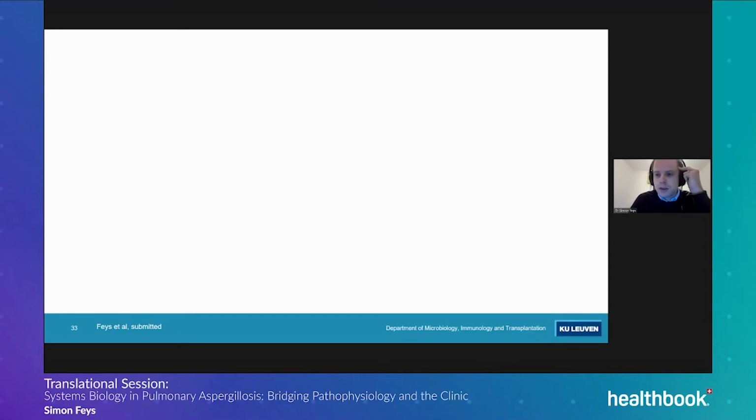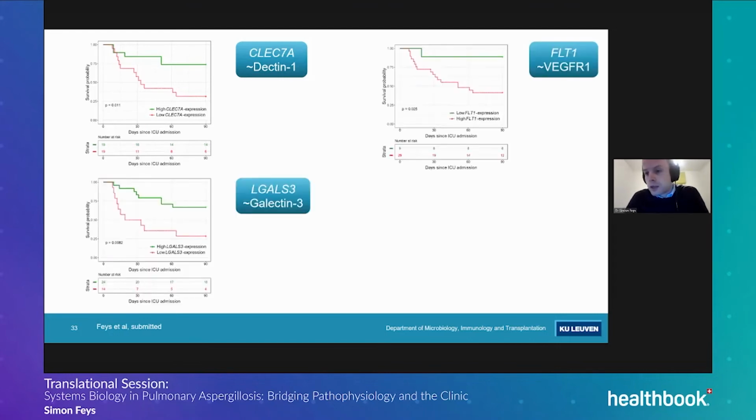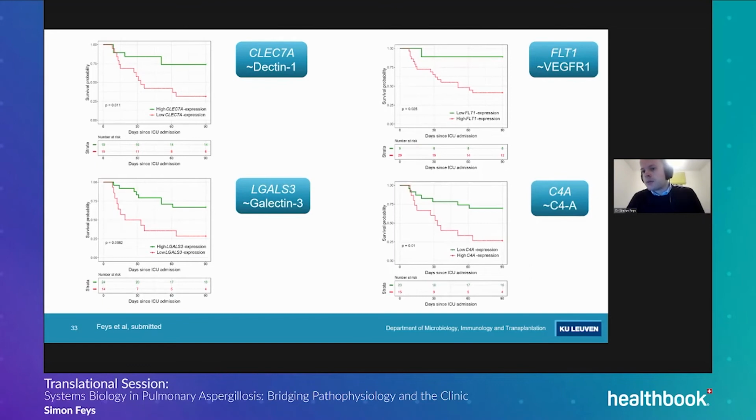And this is important. This proof of concept does not only show us a potential biomarker or combination of biomarkers for predicting VAPA mortality. Of course, this needs validation in a separate validation cohort, but it also shows us some insight into the pathophysiology, because the 4 genes that we found were encoding dectin-1, galectin-3, the VEGF receptor, and C4a.